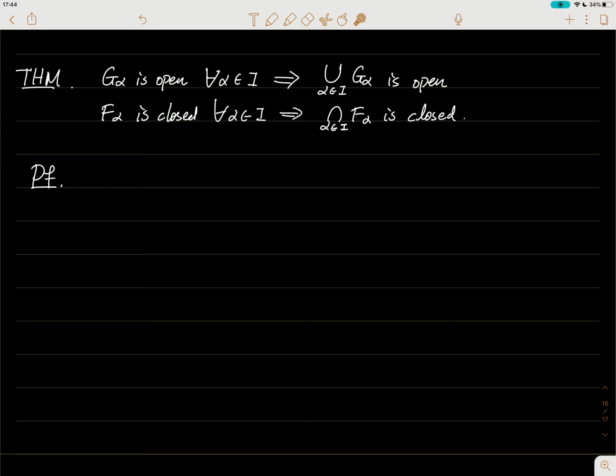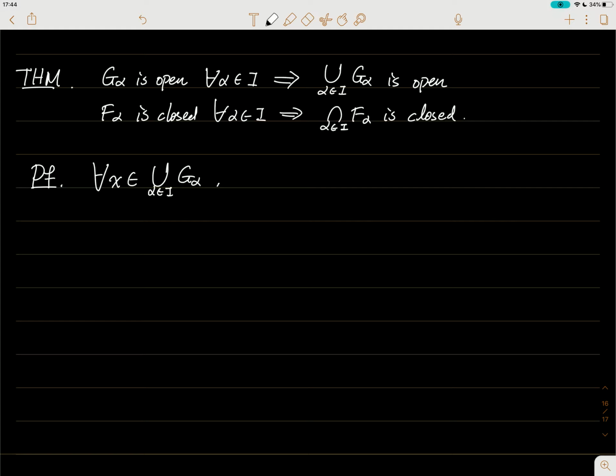So let me show, for example, the first one. Suppose all those G alpha are open, then I want to show that the union is open. How to show this? To show that the set is open, I need to show that every point in the set is an interior point. So let's say for any x in the union, I want to show that it is an interior point.